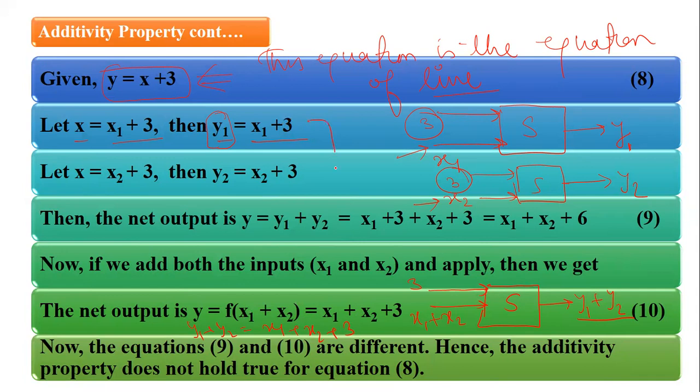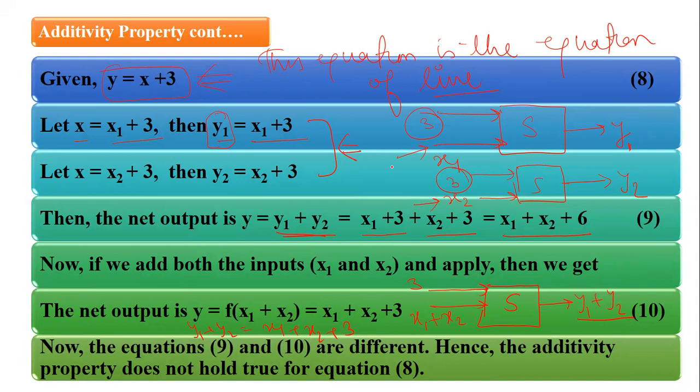But if you combine these two equations, y1 and y2, then y1 plus y2 will give you x1 plus 3 plus x2 plus 3, which is equal to x1 plus x2 plus 6. That means the principle of superposition does not hold true. Why? Because what is the principle of superposition? The total output of a system is equal to the sum of the outputs of the system obtained by applying the individual inputs.